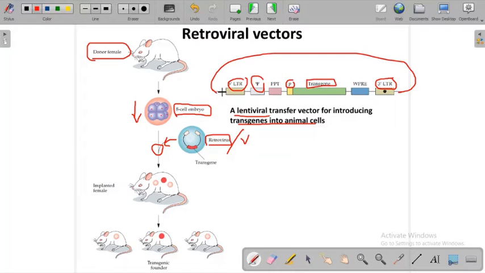We inoculate that vector molecule, the retrovirus, into the stem cells. So the stem cells get infected with the lentivirus, and ultimately, because of homologous recombination or other recombination procedures, the transgene will be inserted into the chromosome of these stem cells.